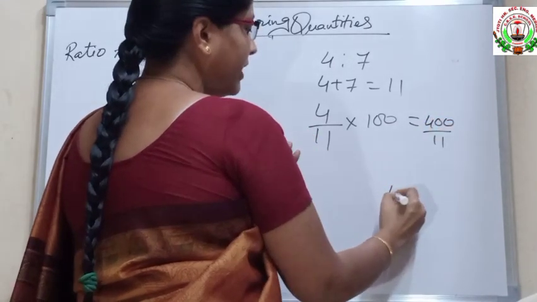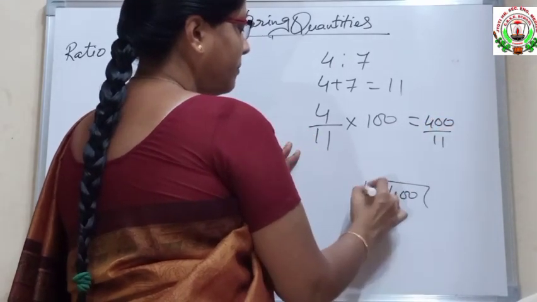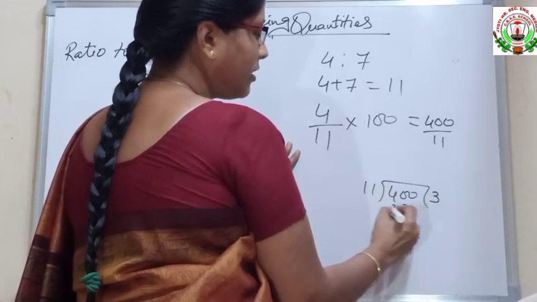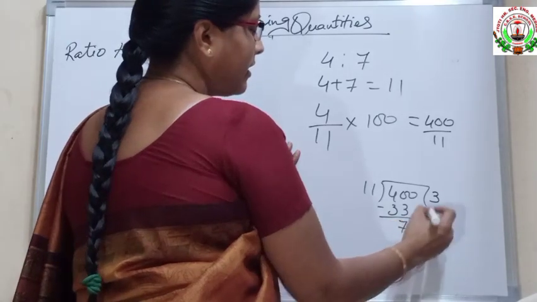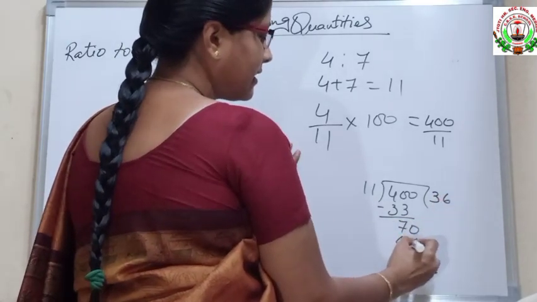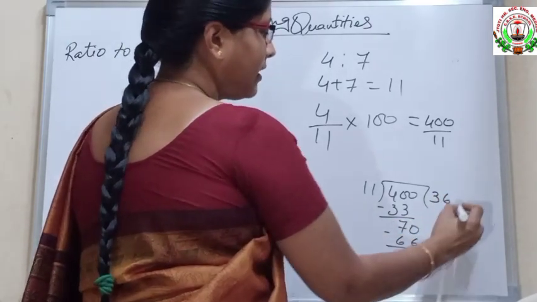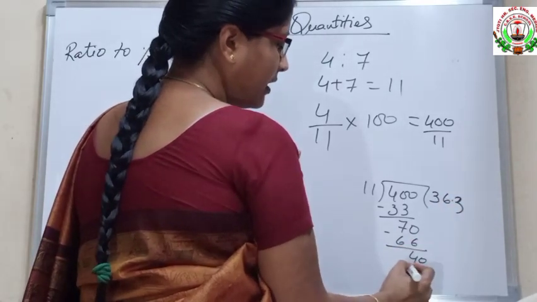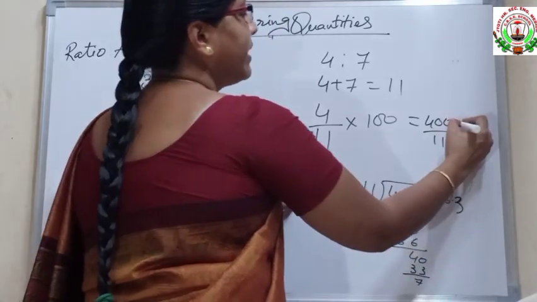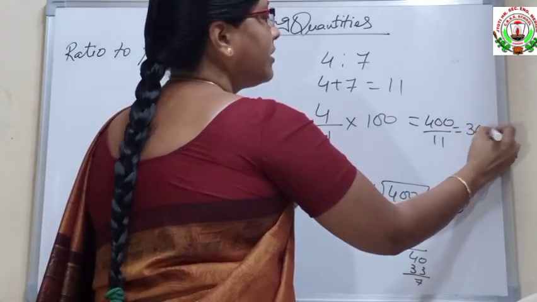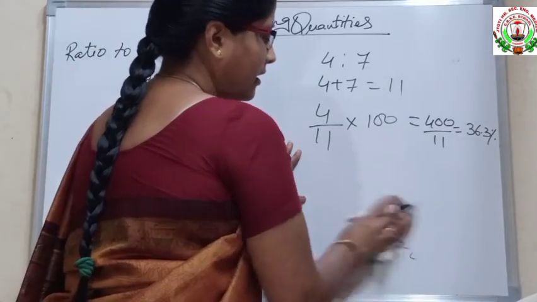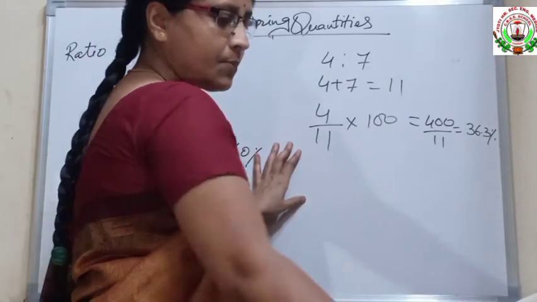400 by 11, when we divide it, 400 divided by 11: 11 3s are 33, remainder 7, bring down 0, 70, 11 6s are 66, remainder 4, 40, again 11 3s are 33, remainder 7. So it is 36.3%, approximately.